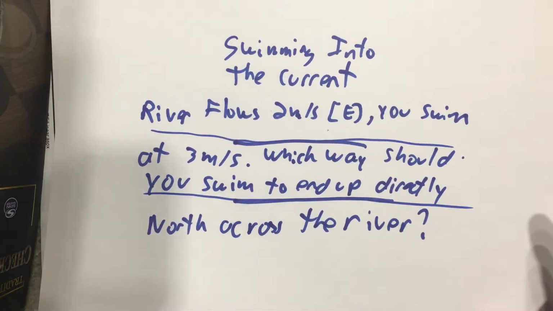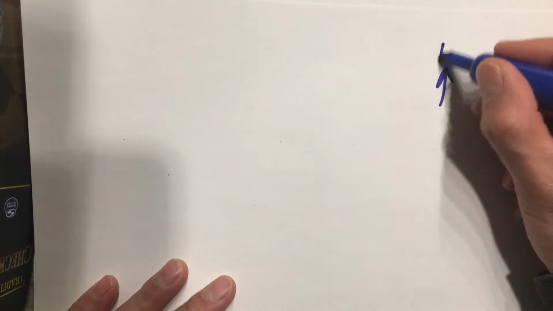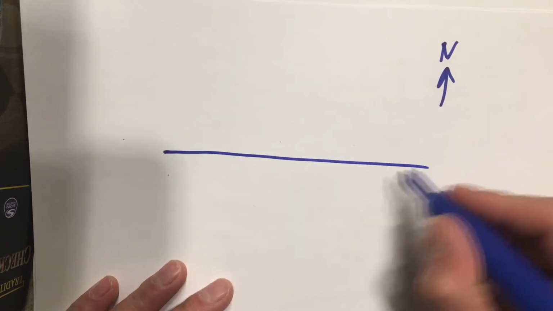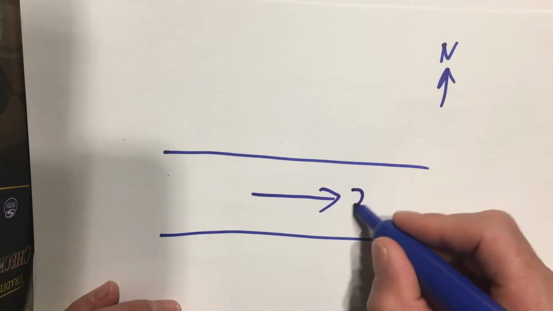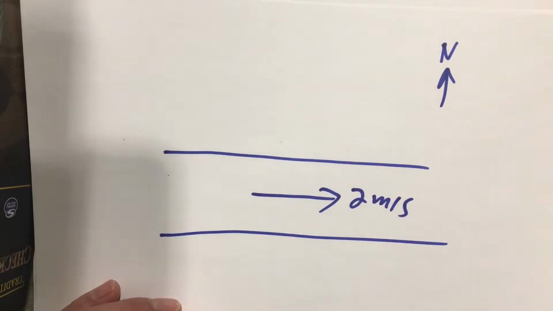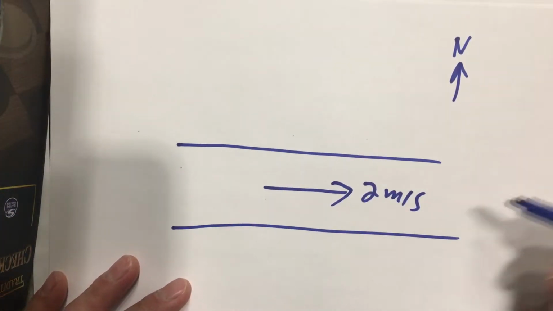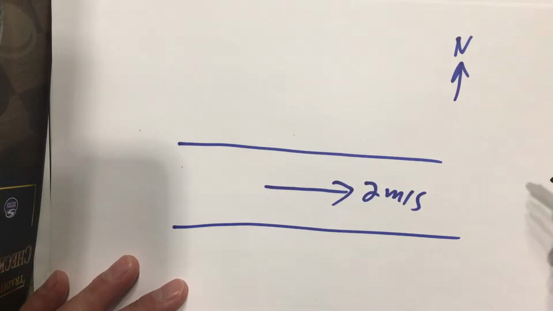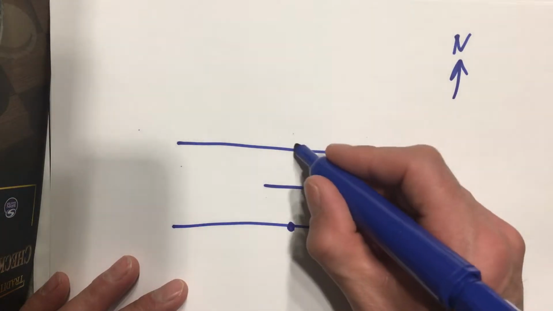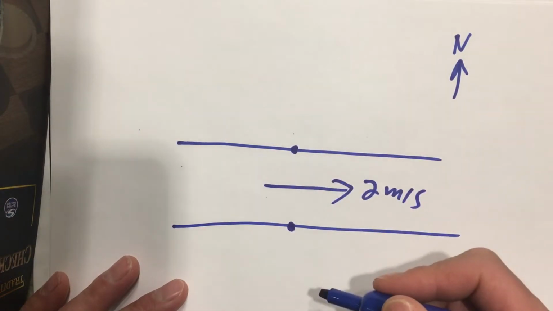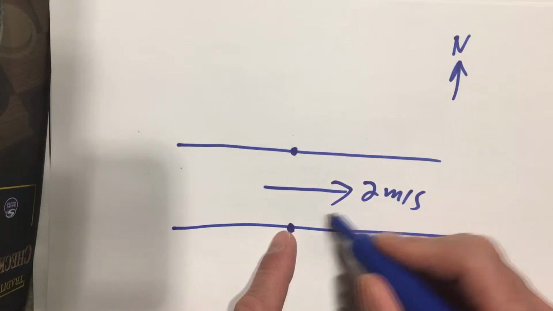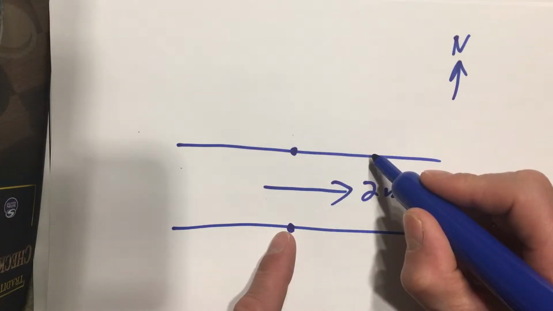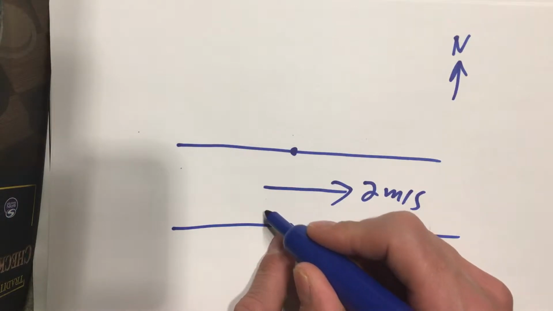So we have a river that's running from west to east. So let's make that north. And our river is running east at 2 meters per second. We're capable of swimming at 3 meters per second, and we want to arrive at a destination directly across the river. Obviously, if I swim forward, the current will take me and I'll end up going like this. I need to swim into the river.